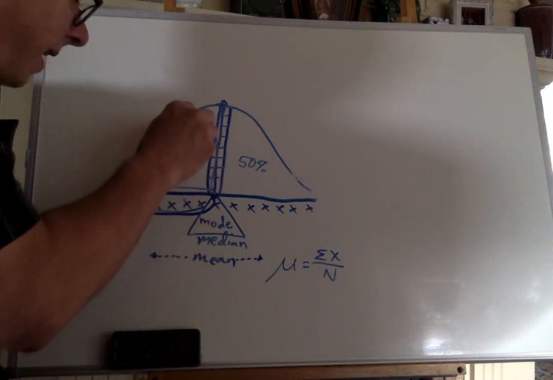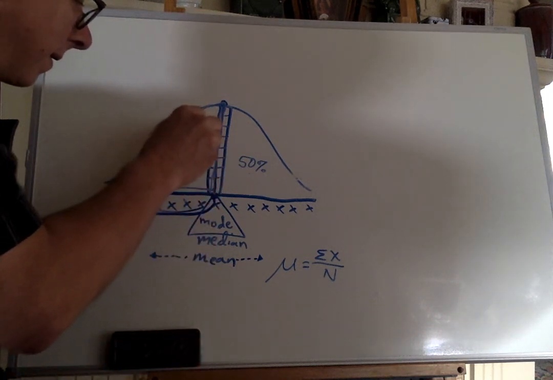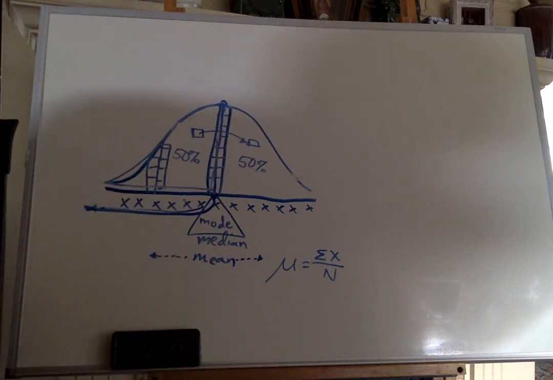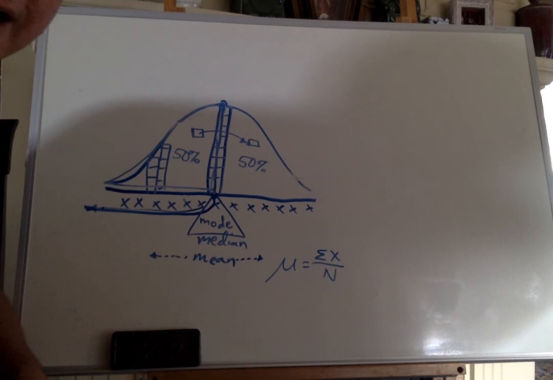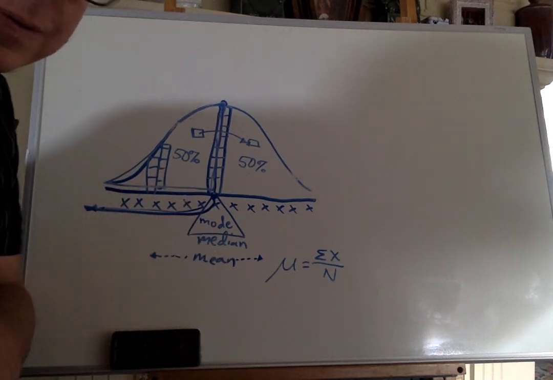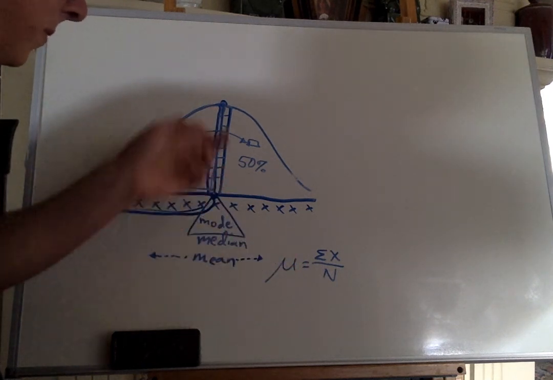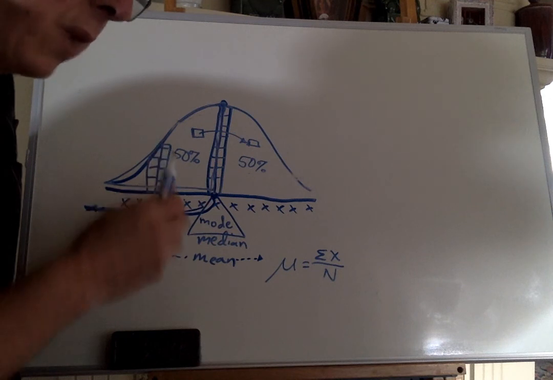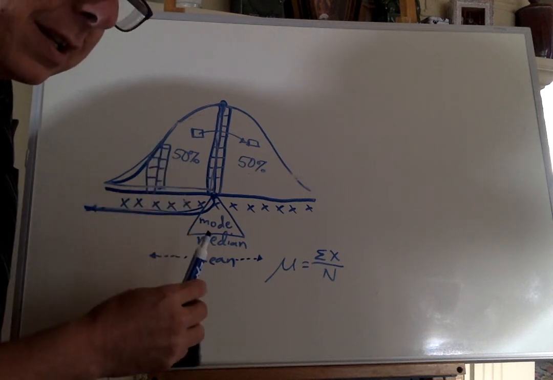What if I move this block from here to here? Okay. What would happen to the mode? That is correct. Nothing happens to the mode. This is still the most frequent, right? What happens to the median?